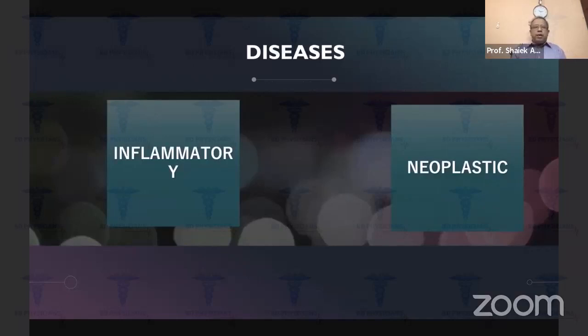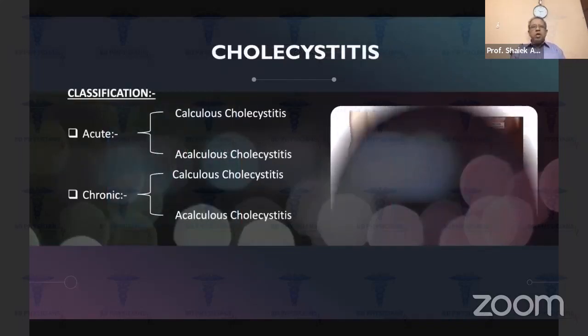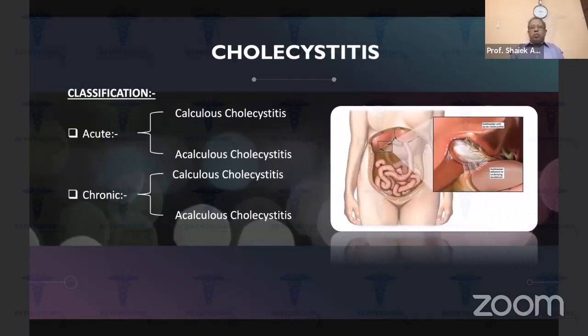So the disease is divided into inflammatory and neoplastic. It's a very big chapter. I will only describe the inflammatory chapters today. So the gallbladder disease is called cholecystitis. That cholecystitis is again divided into 2 parts, acute and chronic cholecystitis. Acute is again divided into calculous cholecystitis or acalculous cholecystitis. The same thing happens in the chronic: calculous and acalculous cholecystitis.